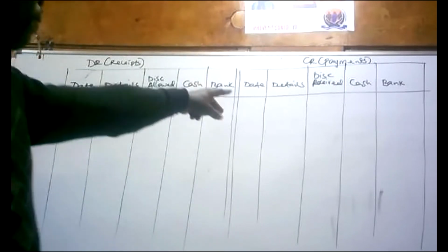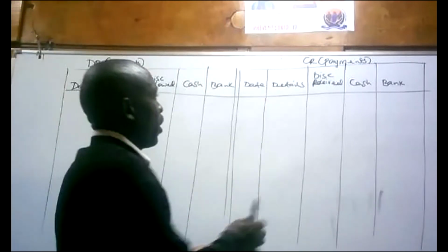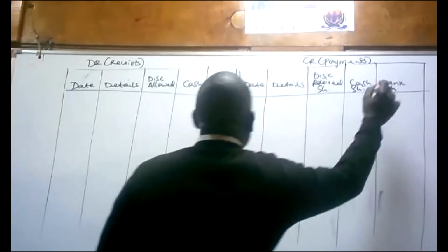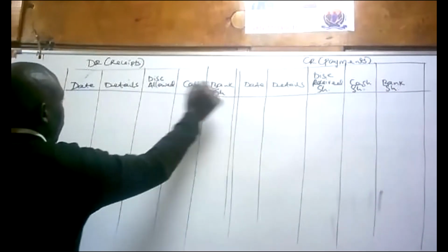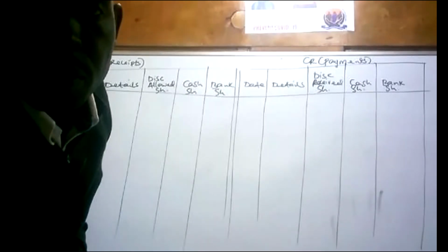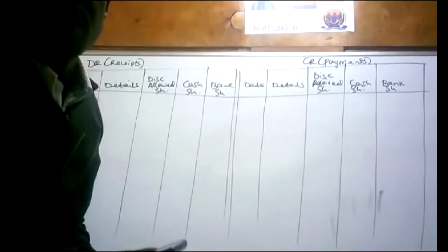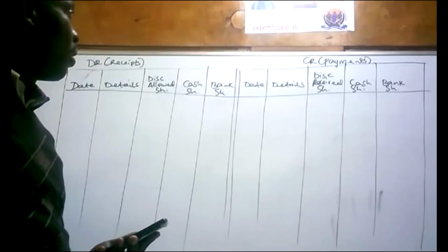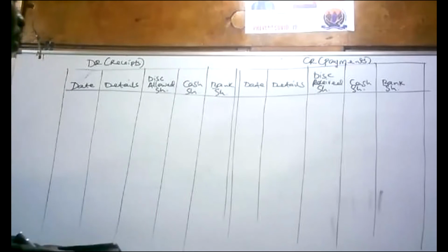The cash book has got 2 sides. This is a 3-column because it has got 3 columns for recording the amount. Somebody to mute the mic.